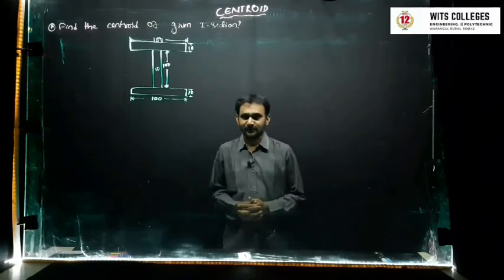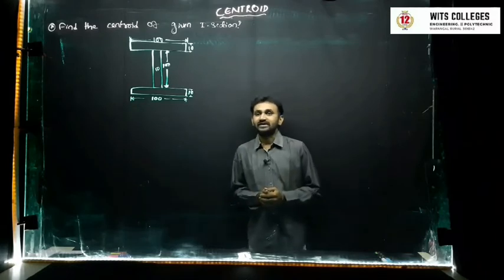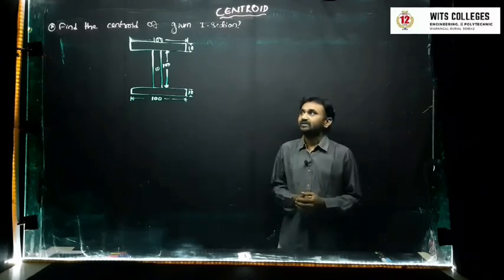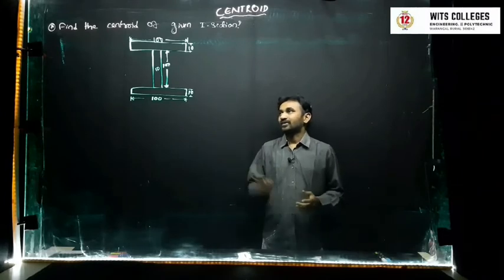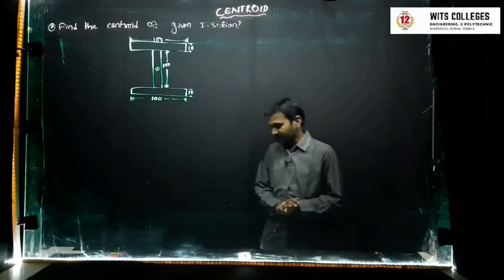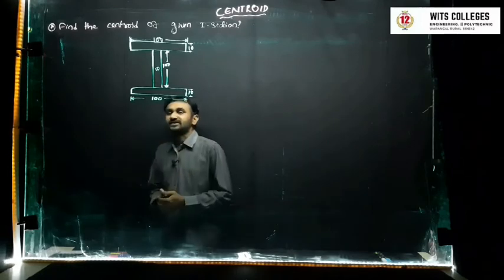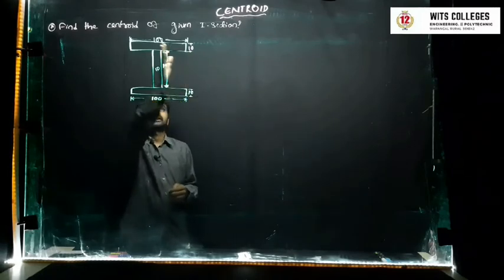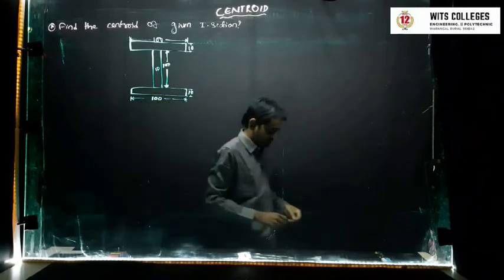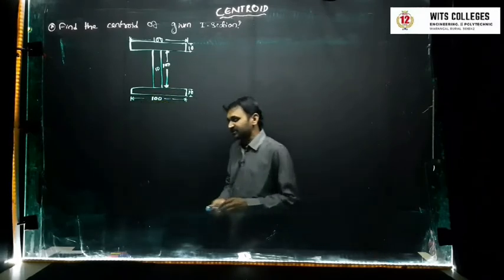Welcome to Wits Connect. In the previous classes, we have seen T section and L section. In today's class, we are going to see the centroid of I section. Here it is given that it's a symmetrical I section. So 110, 110, and 110. This is the diagram which he gave.